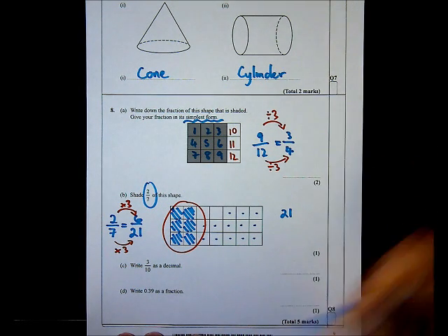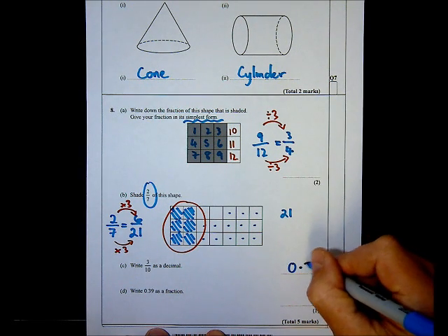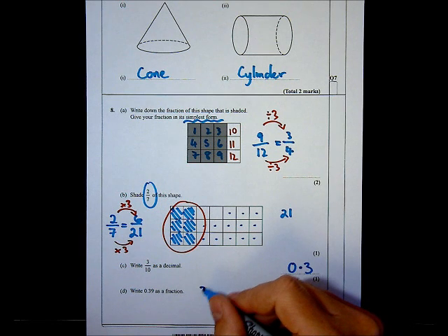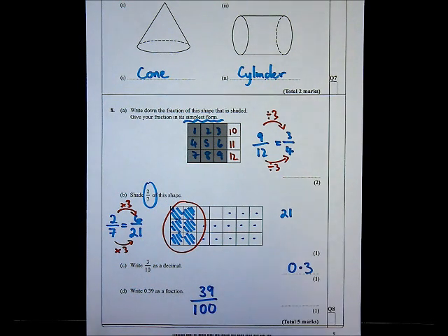of 21. In part C, I'm asked to write 3/10 as a decimal, and 3/10 as a decimal is 0.3. Part D, I'm asked to write 0.39 as a fraction, and 0.39 as a fraction will be 39 out of 100.